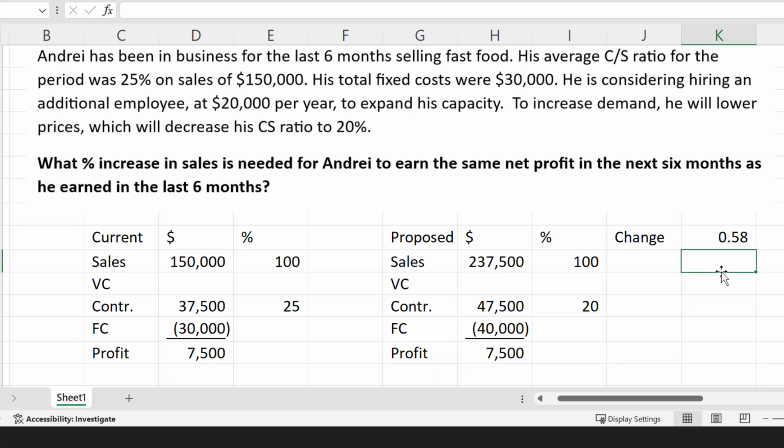Ladies and gentlemen, that's a wrap on our last example and on our video. I've taken you through 3 examples. I hope you understand the principles of marginal costing and cost, volume, profit now.